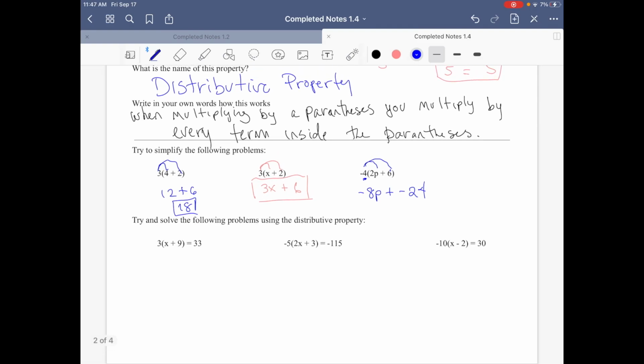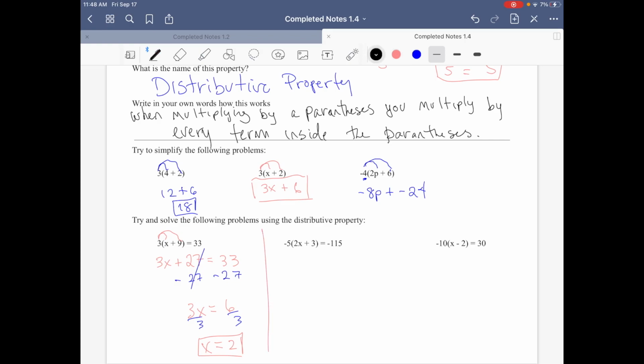So let's use it to solve some problems here. Let's look at this next one here. So I've got 3 times x and 3 times 9. So 3 times x is 3x. 3 times 9 is 27. And that equals 33. So we're going to subtract 27 on both sides. That cancels out, and we're left with 3x equals 33 minus 27 is 6. Then divide both sides by 3, and we get x equals 2.